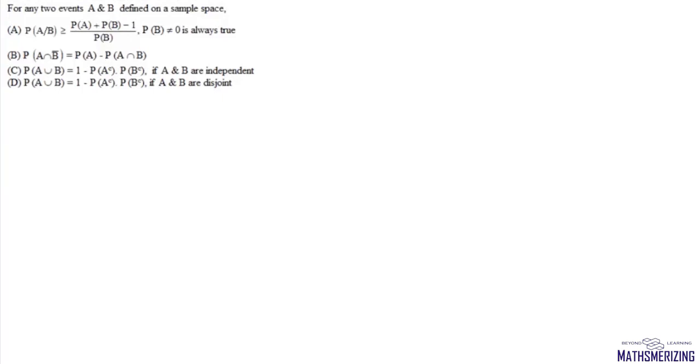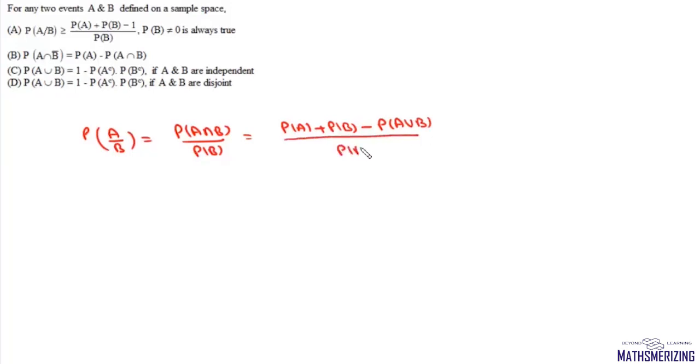Now the question is, for any two events A and B, which of the following is true? Now the first one is P A by B. Now we know that P A by B is P A intersection B upon probability of B. We are given that probability of B is unequal to 0. Now we can write probability of A intersection B as probability of A plus probability of B minus probability of A union B upon probability of B.